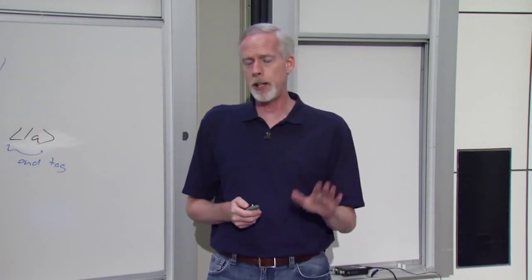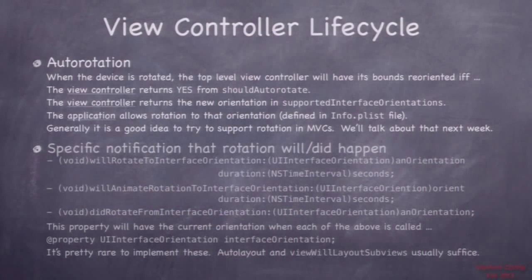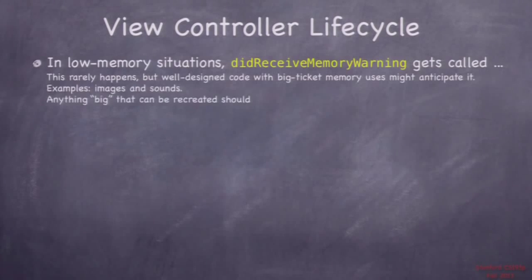I put them in gray here because we're not really going to look at them. They're rarely needed. Auto layout and view did layout subviews are usually going to cover everything you need. But if you wanted to get involved in the animation of the rotation, all that, it's all possible, but we're not really going to look into that.